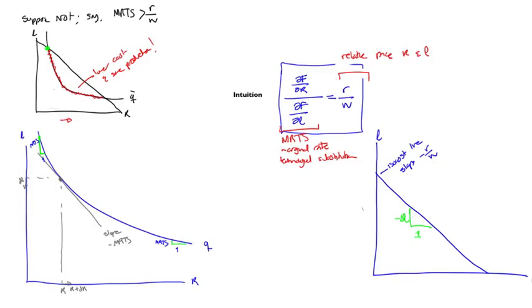Now, what about the other case? What if the marginal rate of technological substitution is less than the relative prices? What if that is the case? Well, that's a case that looks like this.